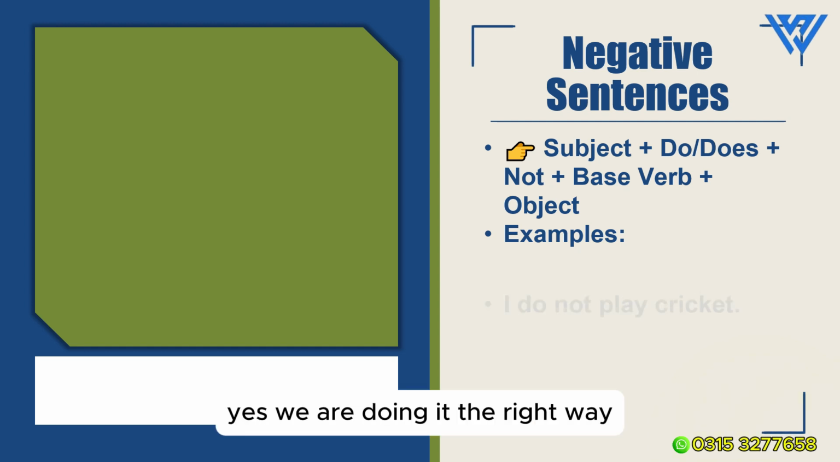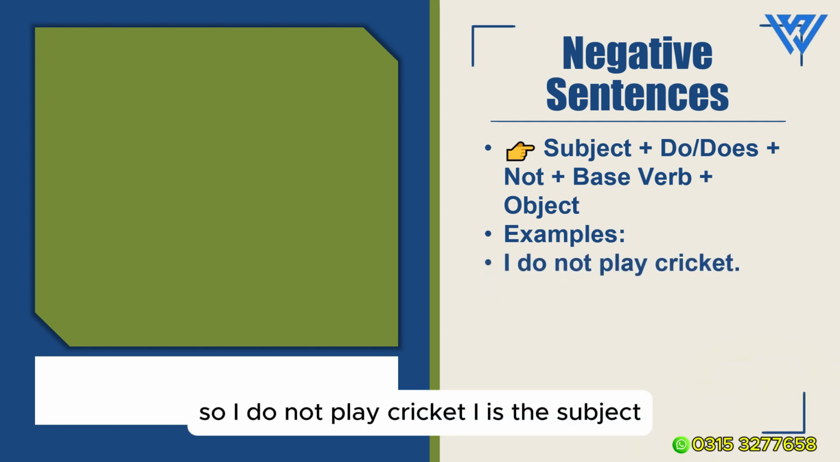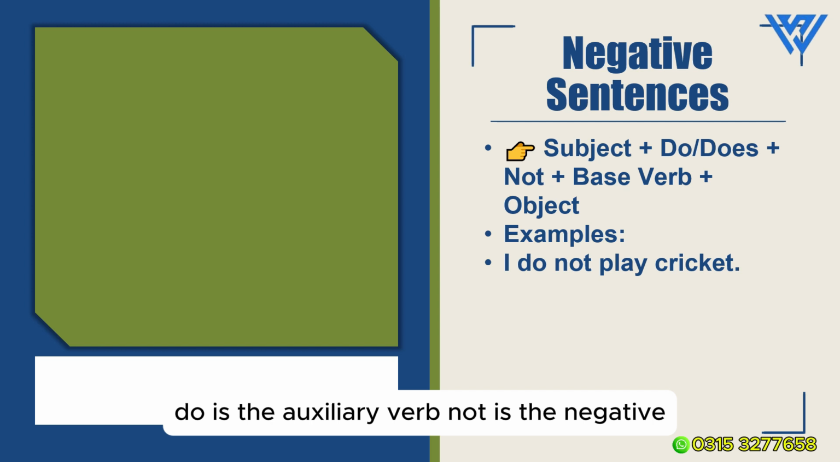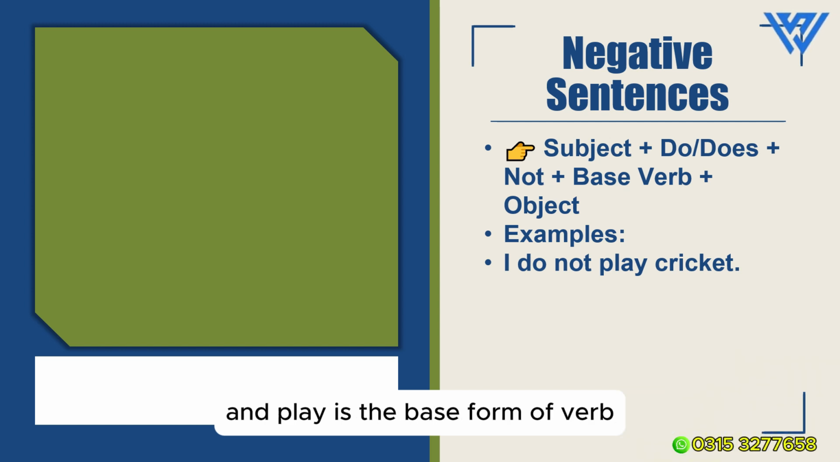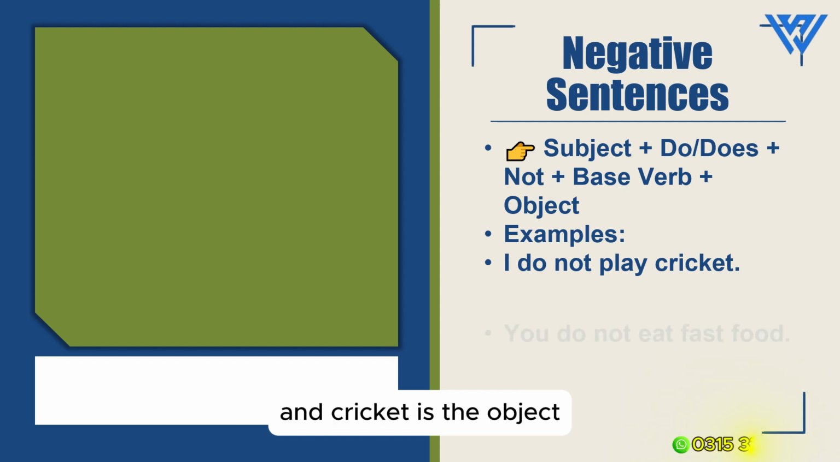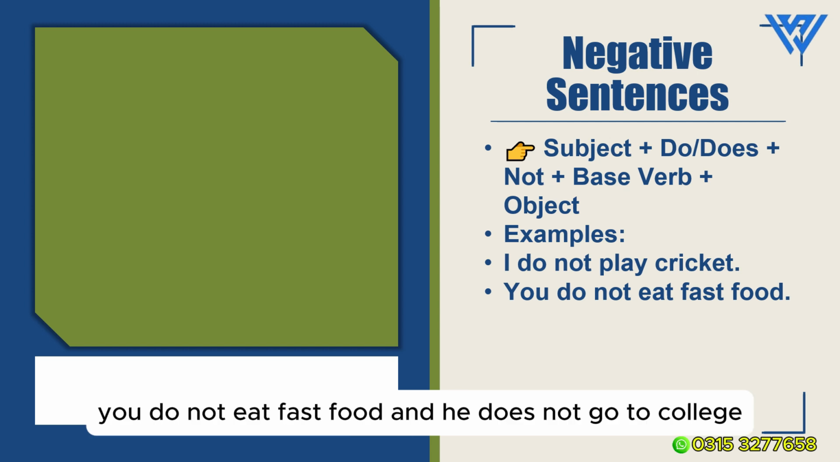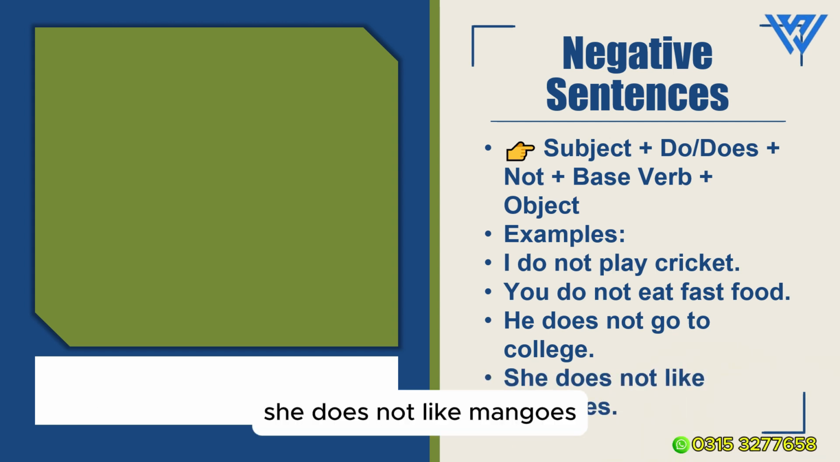the right way. So, I do not play cricket. I is the subject. Do is the auxiliary verb. Not is the negative. And play is the base form of verb. And cricket is the object. Similarly, you do not eat fast food, and he does not go to college. She does not like mangoes.